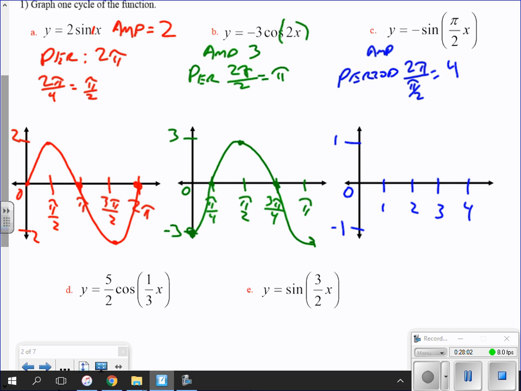And where do we start with this sine? We start at the origin. And normally, which direction would we go? But because we have a negative, which direction are we going to go? We're going to go down. So you start at 0, go down to negative 1, back up to 0, up to 1, back to 0. And it goes like this.